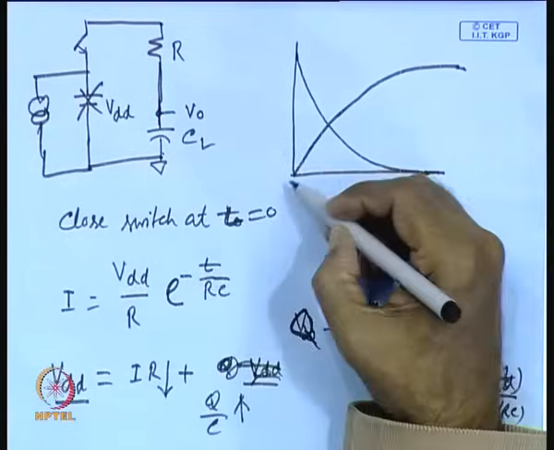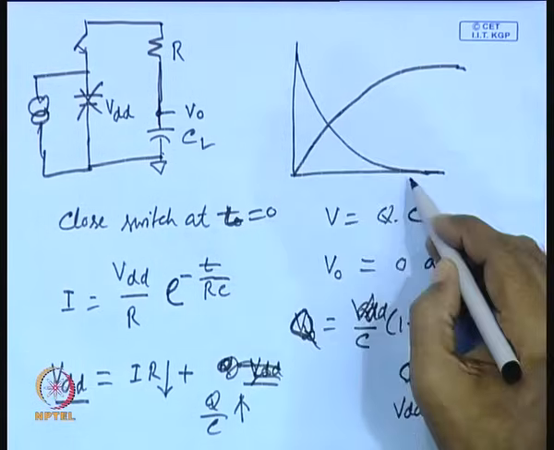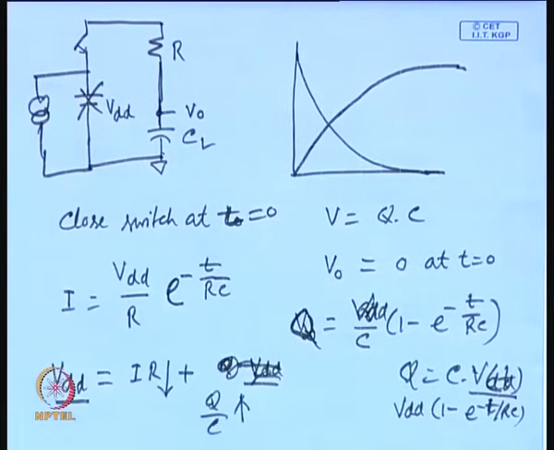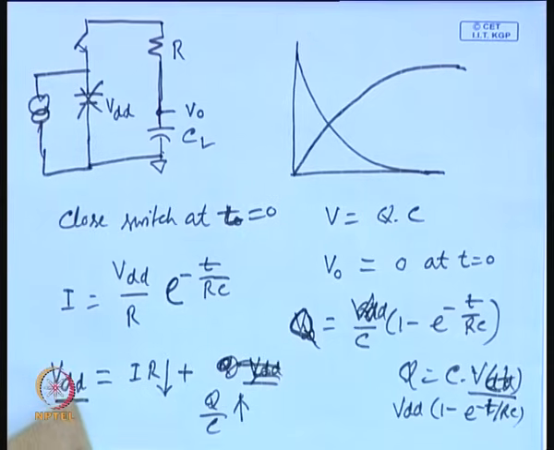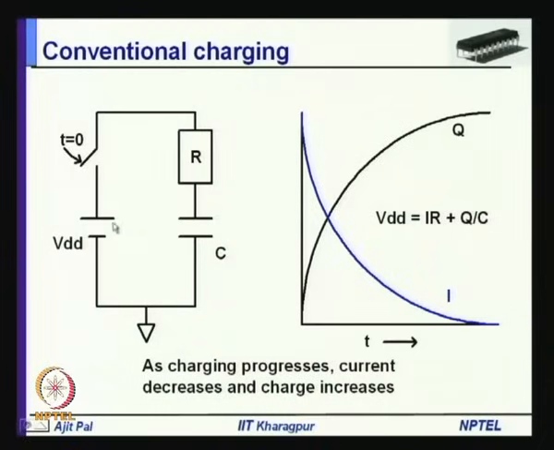This will be linear and this will also be linear. However, so far as the energy dissipation is concerned, that will remain the same. So, irrespective of the nature of the voltage that is being applied, or if it is charged through a constant current source, this will happen. So, this is the typical conventional charging.